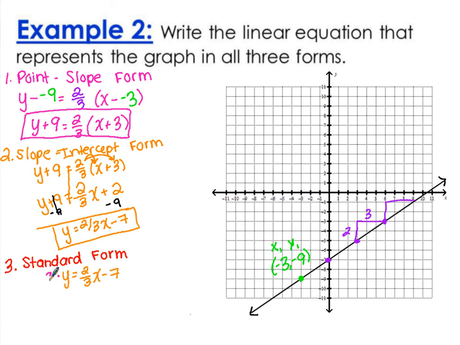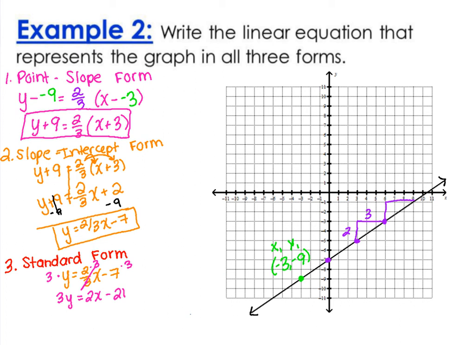So I would do 3 times y, this times 3, this times 3. So when I do that, I get 3y equals 2x, because those will just cancel. That was the whole point in doing it. Minus 7 times 3, which is -21.